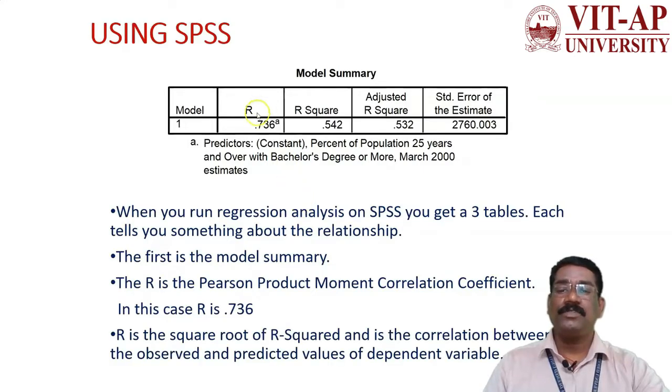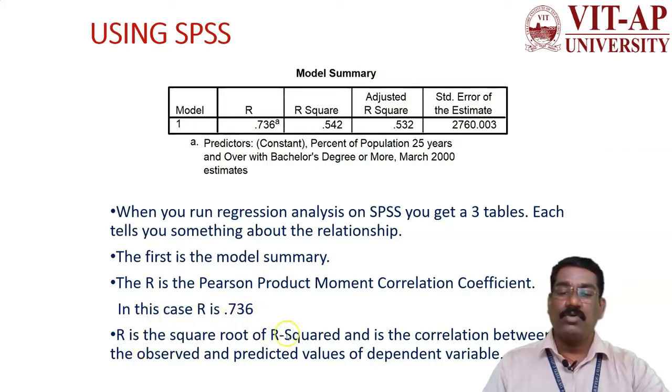This is called R, R square and adjusted R square. When you run regression analysis on SPSS, you get three tables. Each tells you something about the relationship. The first is the model summary. The R is the Pearson product moment correlation coefficient. In this case, R is 0.736.